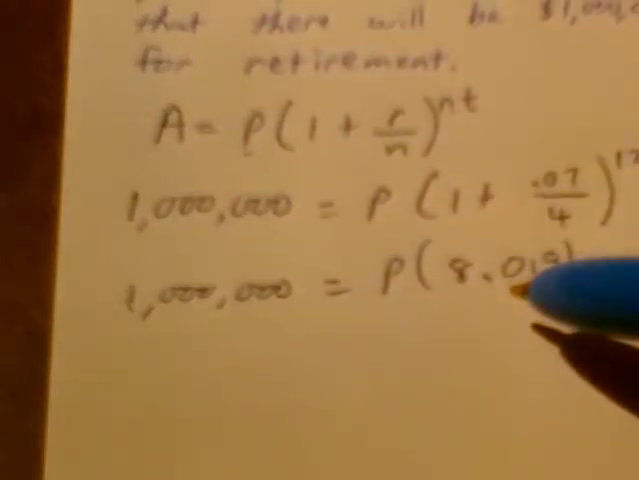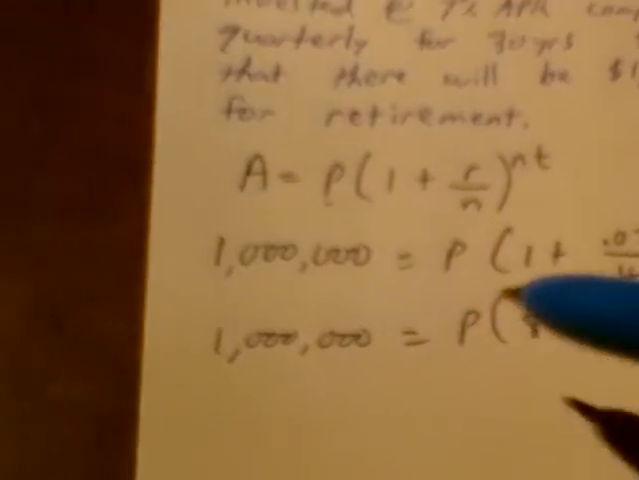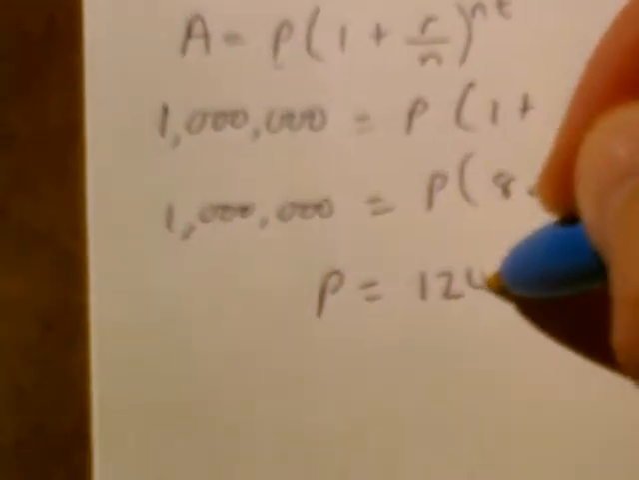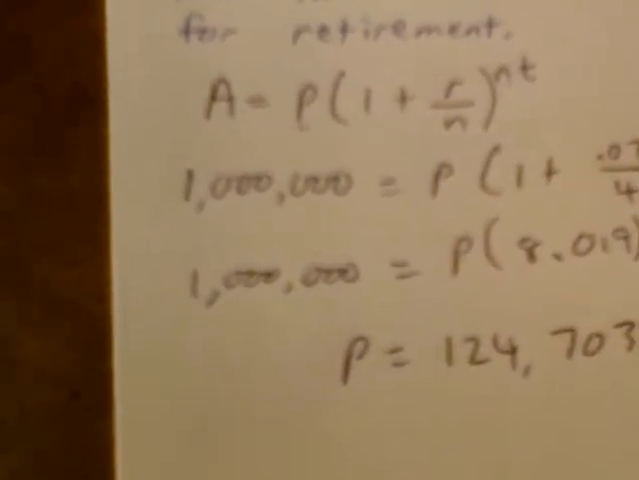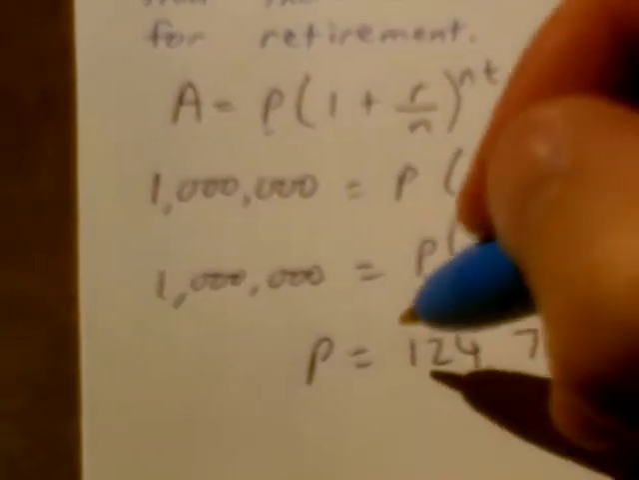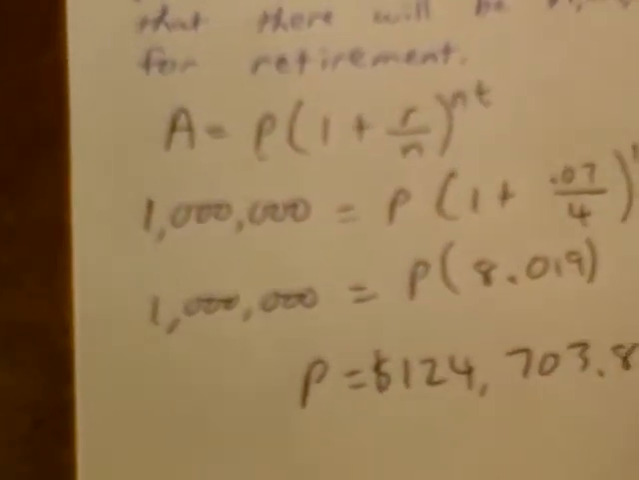And so we divide both sides by 8.019, and we have our principal. So $1 million divided by 8.019, and we have to invest $124,000. So P equals $124,703,000.83.